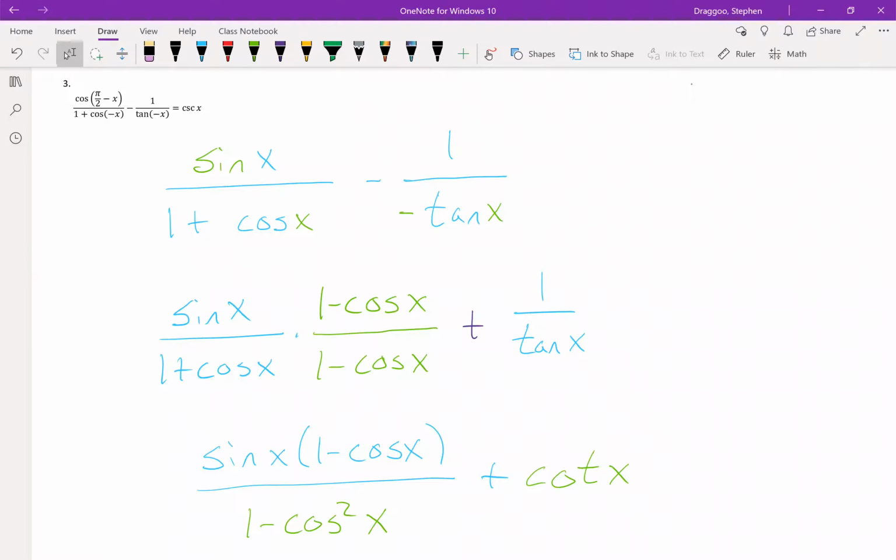Problem 3, I again have some funny angles that I'm going to want to deal with. So I have cosine of pi over 2 minus x, cosine of negative x, and tangent of negative x. Respectively, those become sine of x, positive cosine of positive x, and negative tangent of x. So tangent was odd, so that negative came out. Cosine is even, so the negative does not come out. And cosine of pi over 2 minus x is a cofunction identity. So again, those pieces in green are everything that changed.